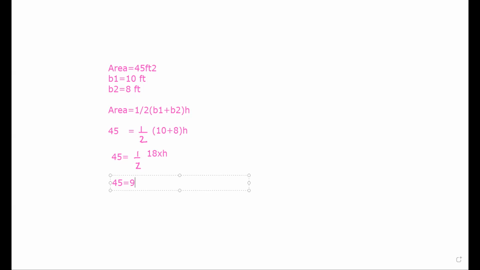Divide, you have 9. Now, what happens to this 9? It is 9 and H is multiplication, so it goes down. So you have 45 over 9 equals H. 45 divided by 9 is 5. So you get your answer: H equals 5.